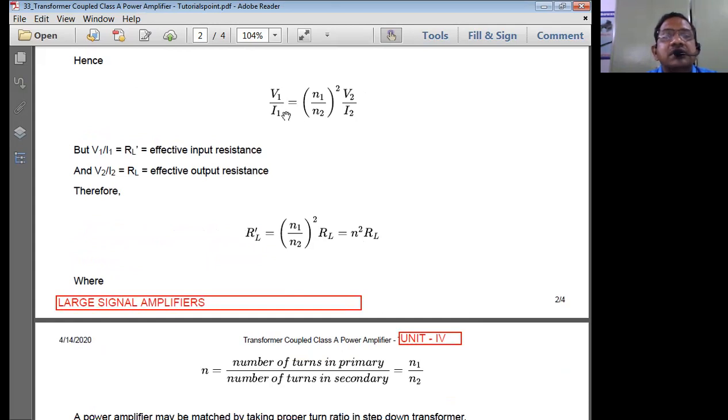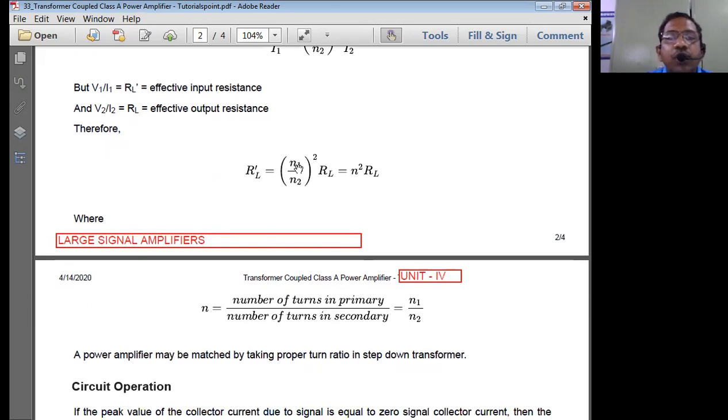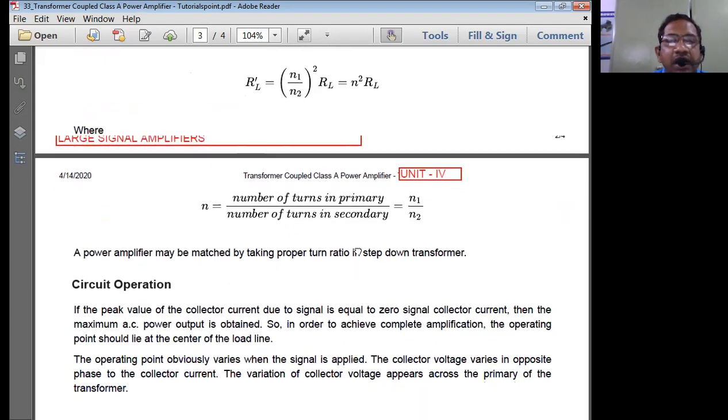Now, V1 and I1, with suffix 1 for primary, are the primary voltage and current. So I get the primary resistance, that is RL dash, equal to N1 by N2 whole square into RL. What is N1 by N2? It is the ratio of primary to secondary turns, which is equal to n for us. Therefore, RL dash is equal to n square into RL.